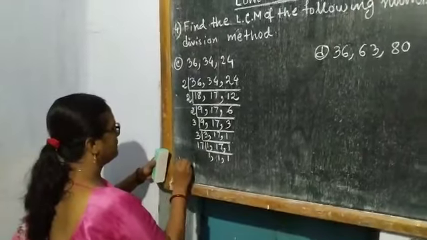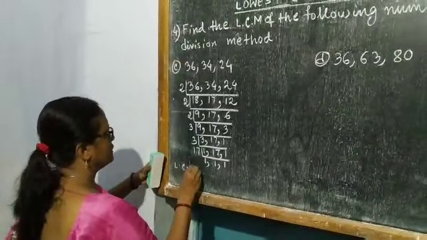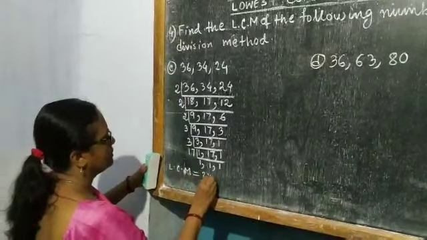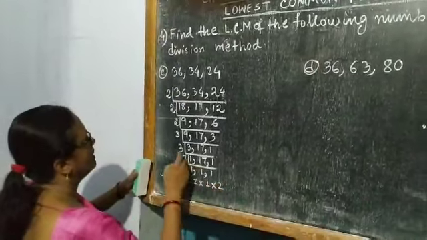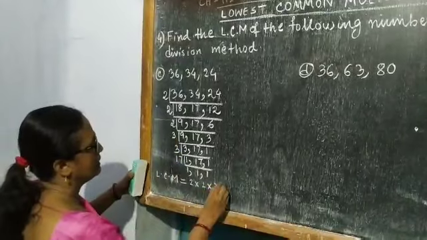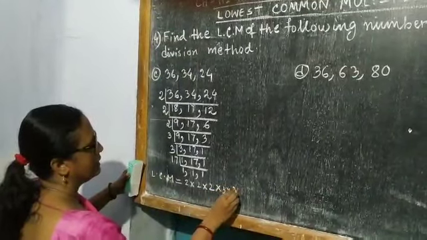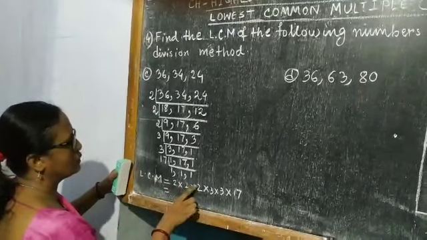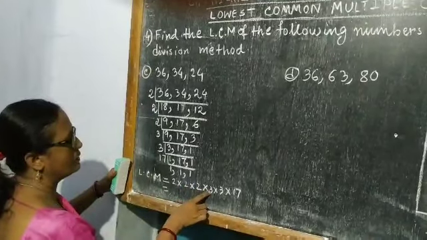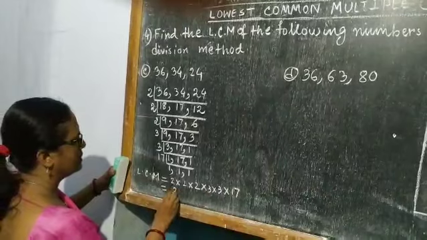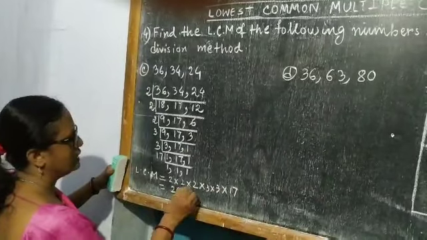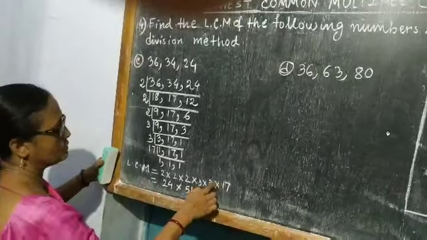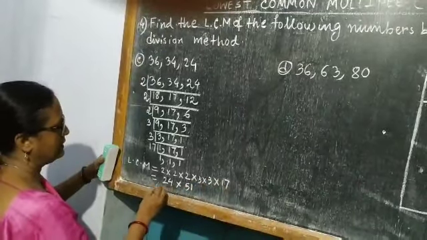So LCM is equal to 2 into 2 into 2 into 3 into 3 into 17. So 2 2's are 4, 4 2's are 8, 8 3's are 24, into 3 into 17, 17 3's are 51.